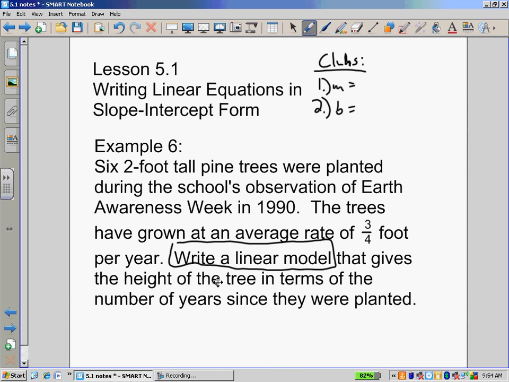That gives the height of the tree in terms of, that's also very important. So the height of the tree is going to be y. The number of years is going to be x. The y goes in front, x behind. All right, so remember, the m is going to be a rate, change in time. B is going to be a starting point.